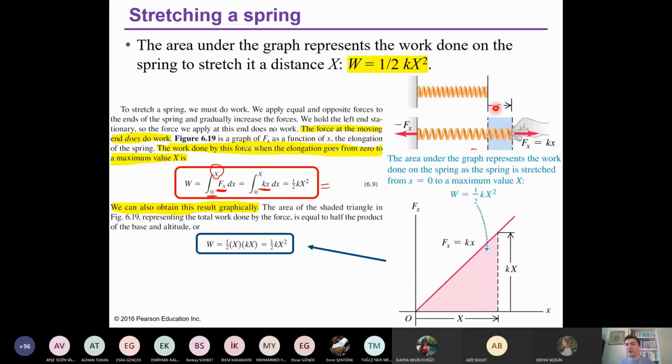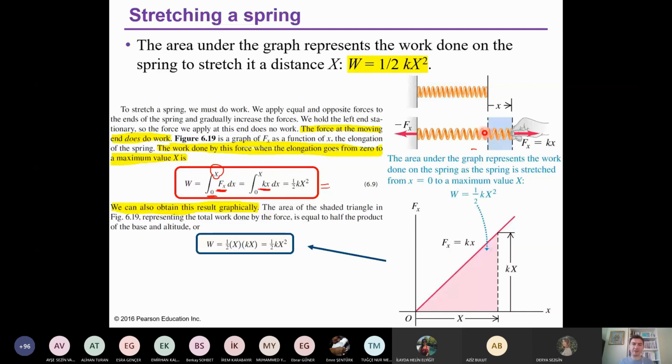What about the work done by the spring? Here we have an opposite force with the same magnitude, and the direction is along negative x, let's say. Here we have the displacement of the spring. It is in the positive direction. Since the force and displacement have different directions, opposite to each other, the spring does negative work.